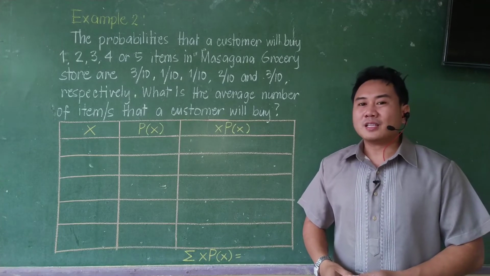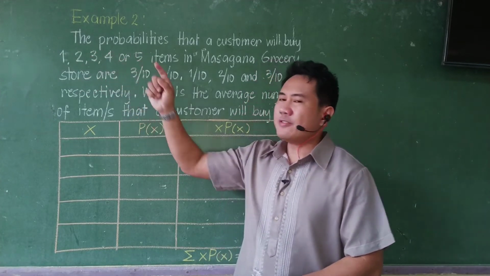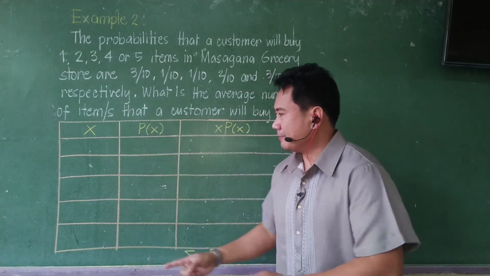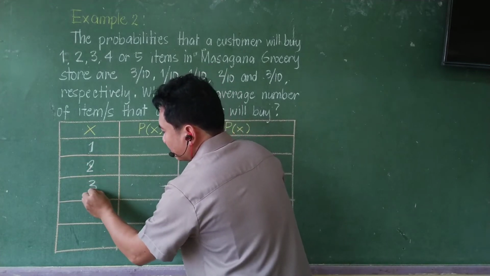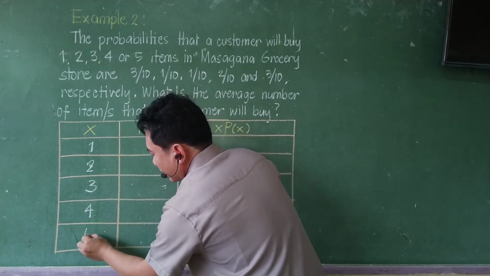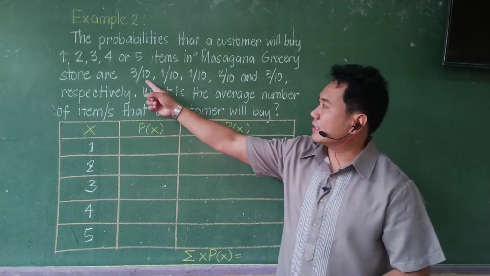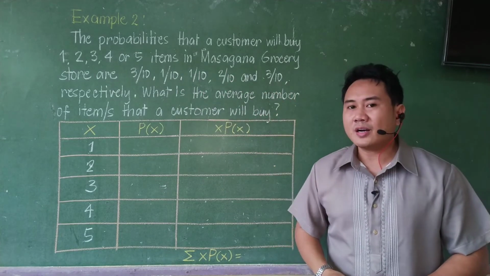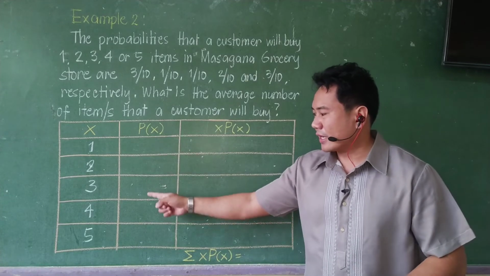First, let us identify the given. 1, 2, 3, 4, or 5 are the values of our x, and we're going to write it here. 1, 2, 3, 4, 5. Next, 3/10, 1/10, 1/10, 2/10, and 3/10 are our probabilities, respectively. And we're going to write it here.